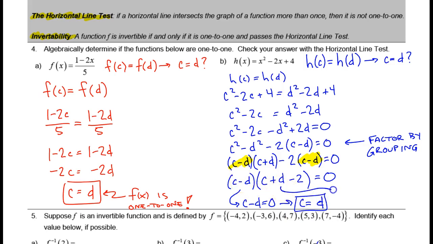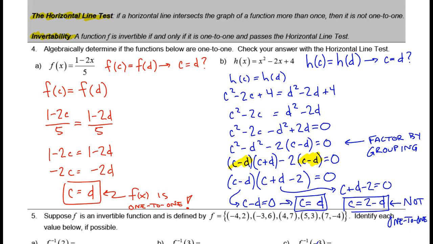Now let's take a look at this second factor. I have c plus d minus 2 equals 0. Well, that means that c equals 2 minus d, and that's not c equals d, so that tells me that this function is not one-to-one. Oh, I'm going to run out of room there. Isn't that irritating? You deserve better. Let's redo that one. Not one-to-one.